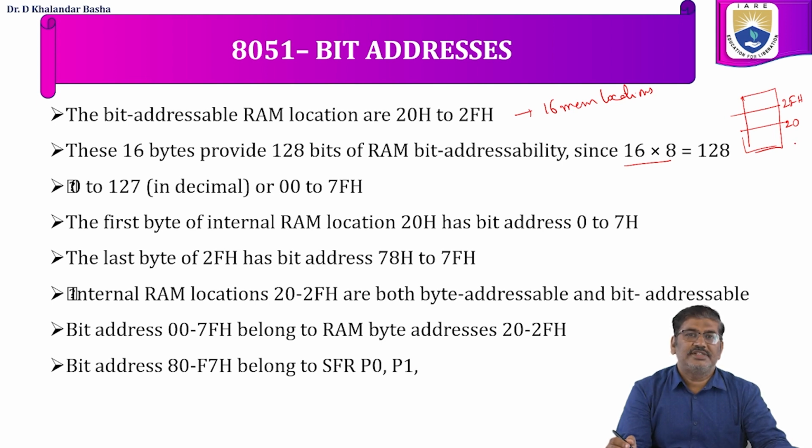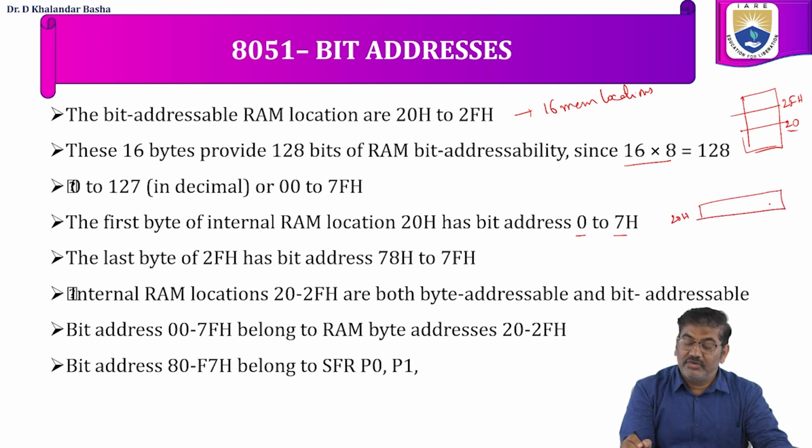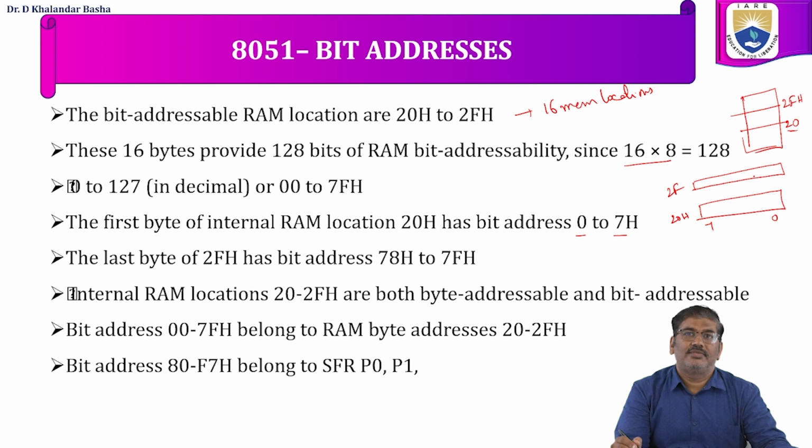We can also refer to these bits as 0 to 127. In hexadecimal, this is from 00 to 7FH. The first byte of internal RAM that is bit addressable, 20H, has the bit addresses from 0 to 7. The last byte, 2FH, has the addresses from 78H to 7FH.